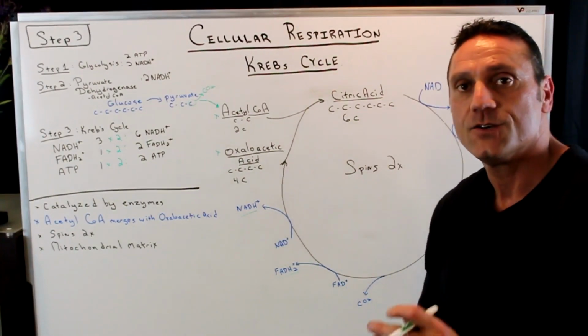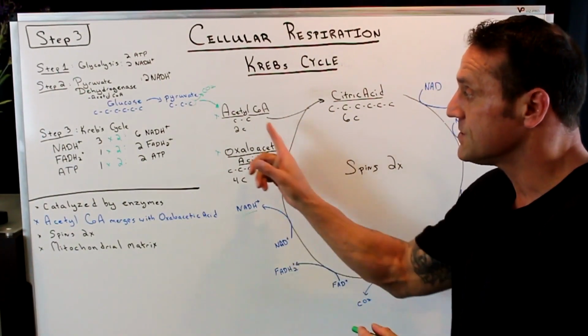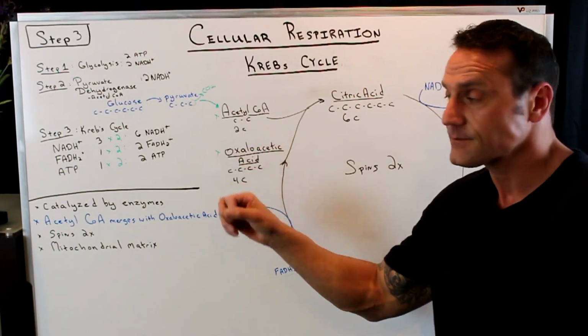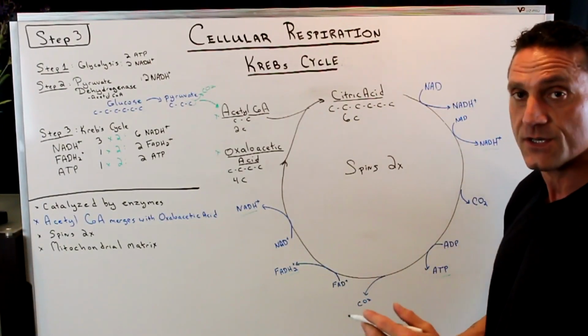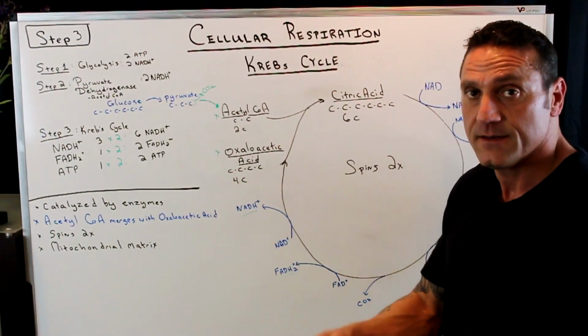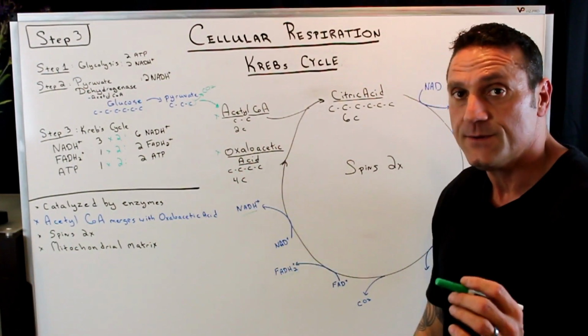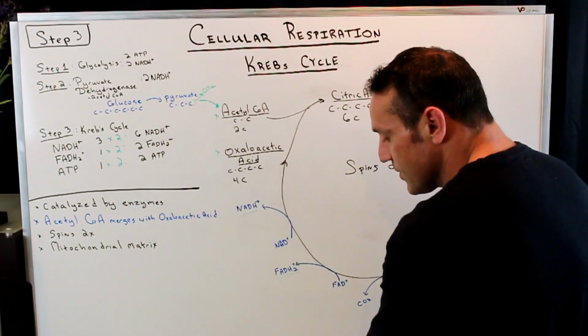But wait a minute, don't forget, it spins twice. Why does it spin twice? Because you have to cleave off the carbons. So then we have the end result as 6 NADHs, 2 FADH2, and 2 ATPs. Why is this important?